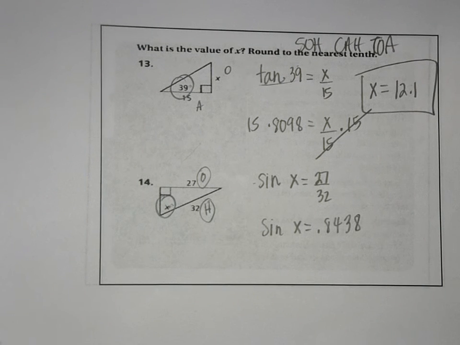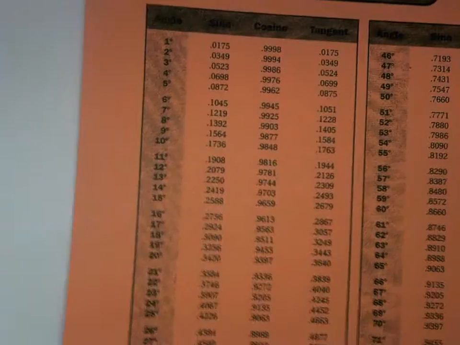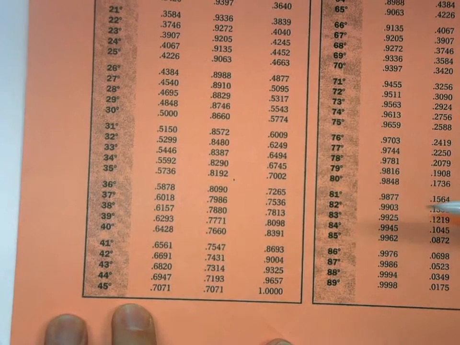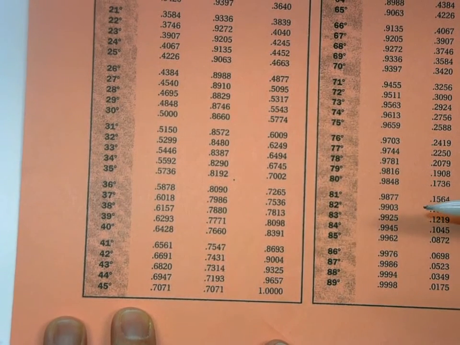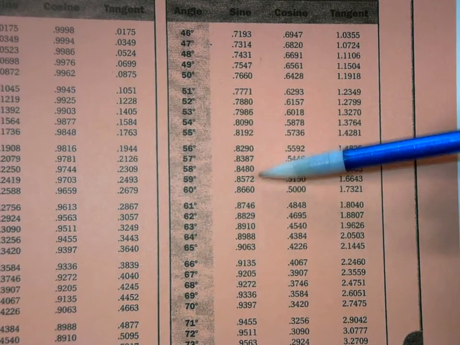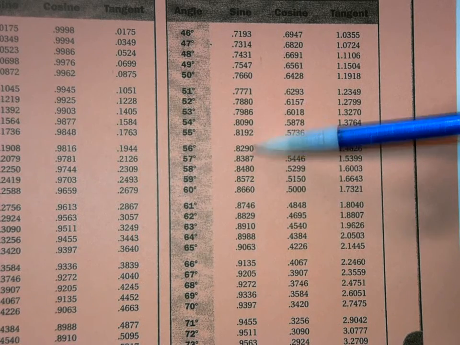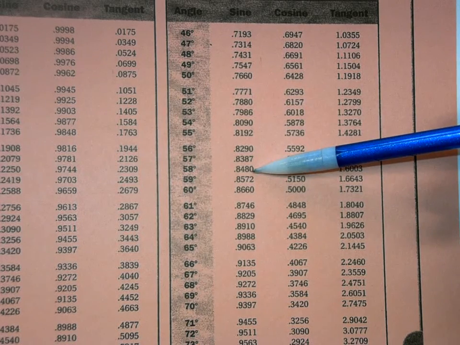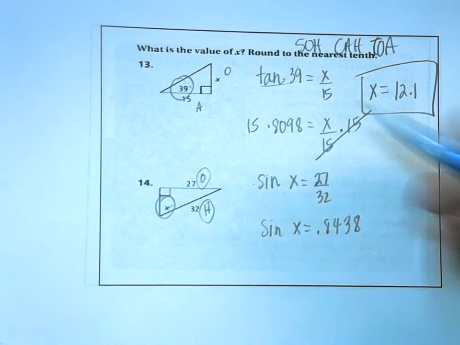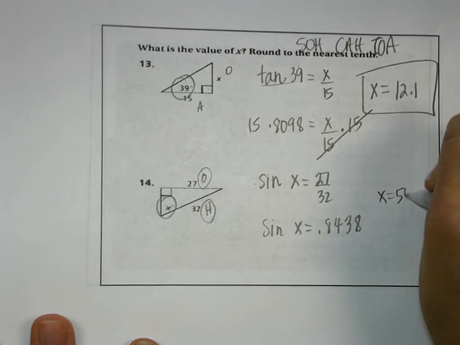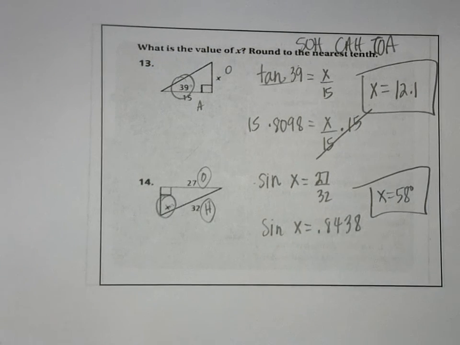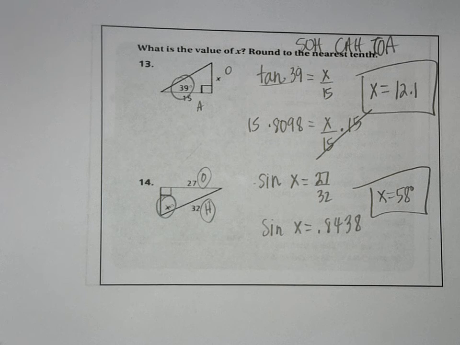Okay, and so when you go up and look, sine of X, yep, I would agree, 58. So we have to go over here, sine 0.84 is right here. So that is 58 degrees. So that means x equals 58 degrees. You just need to make sure you're looking at the correct column: sine, cosine, tangent. Are there questions?